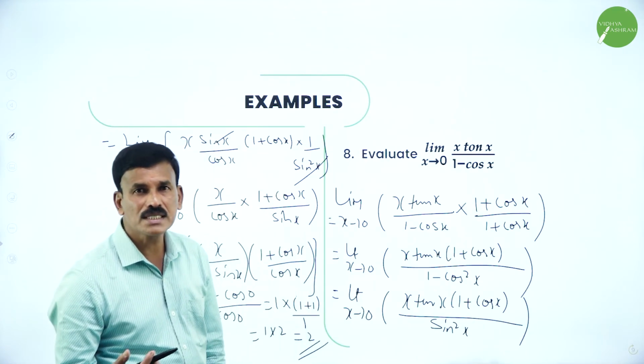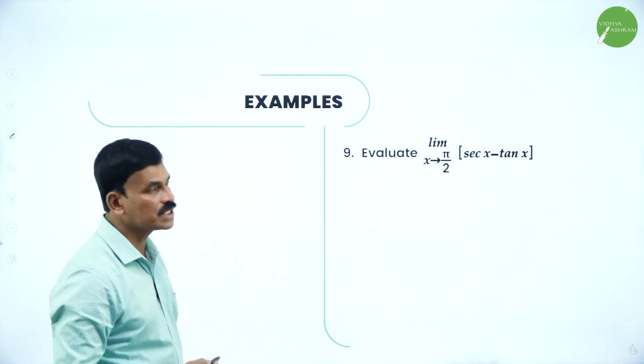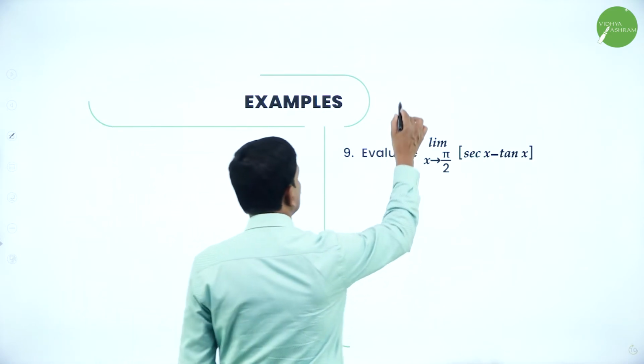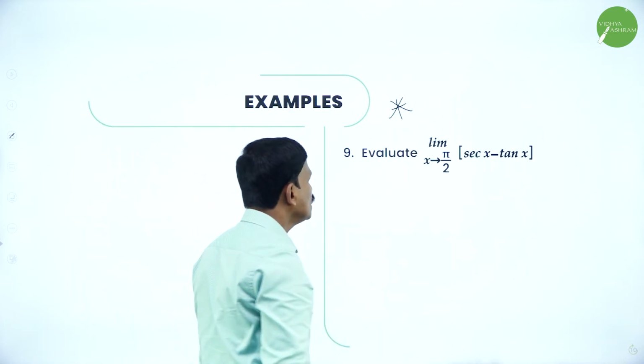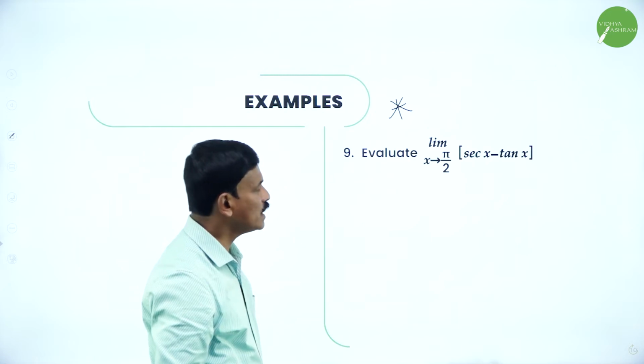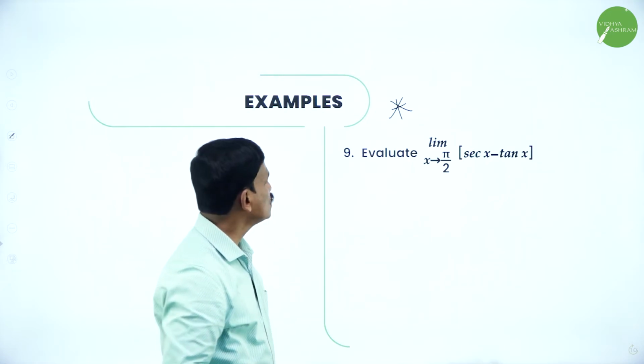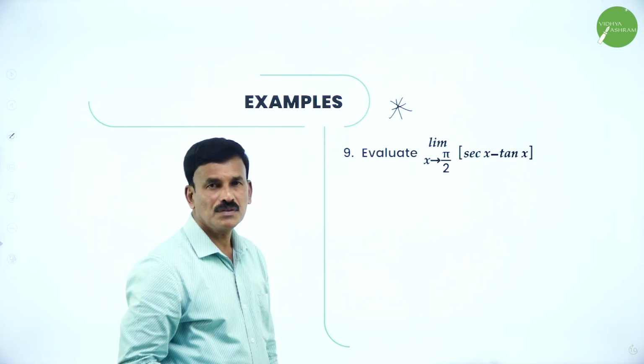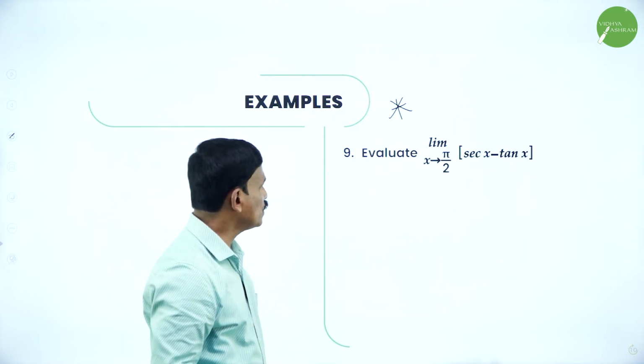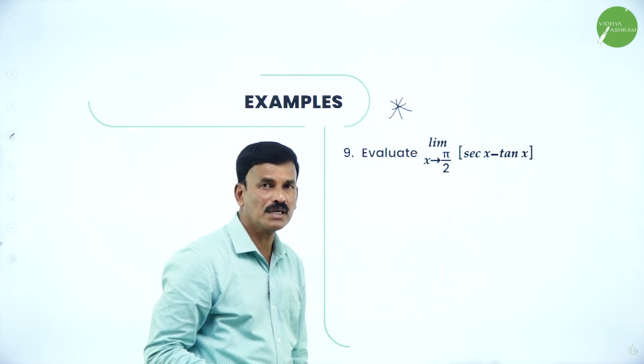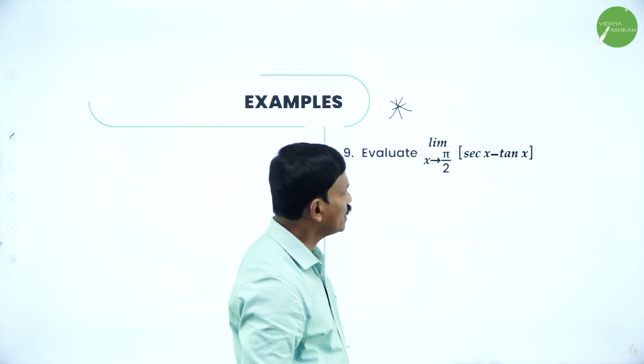Now let us come to the next problem, of the same type. This is also an important problem. Evaluate limit x tends to pi by 2 of secant x minus tan x. So here if you substitute x is equal to pi by 2, what is the value of secant pi by 2 and what is the value of tan x here?